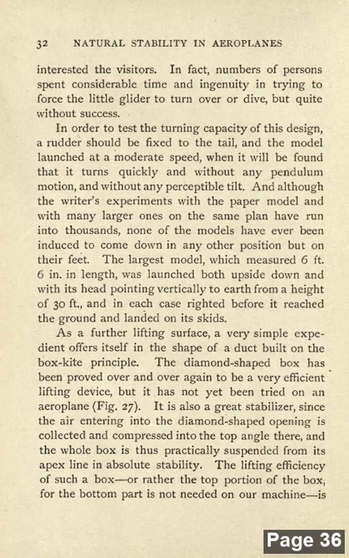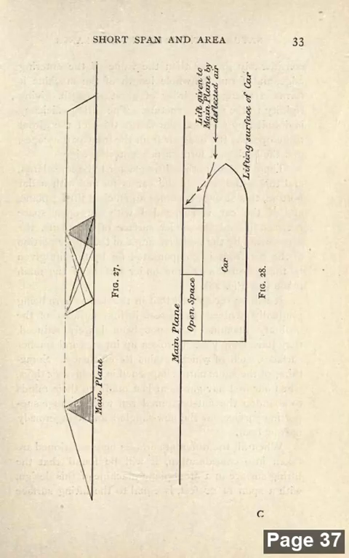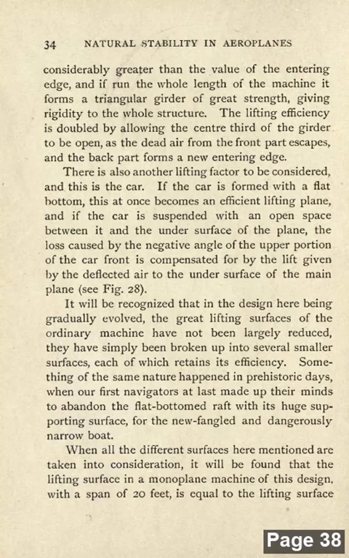The lifting efficiency of such a box, or rather that portion of the box, for the bottom part is not needed on a machine, is considerably greater than the value of the entering edge, and extending the whole length of the machine, it forms a triangular girder of great strength, giving rigidity to the whole structure. The lifting efficiency is doubled by allowing the center third of the girder to open, so that air from the front part escapes, and the back part forms a entering edge.